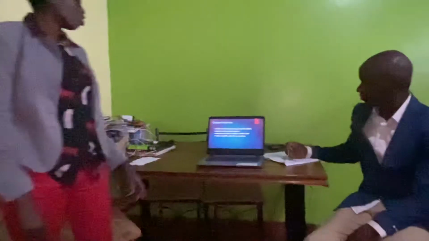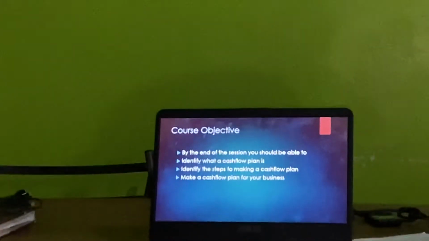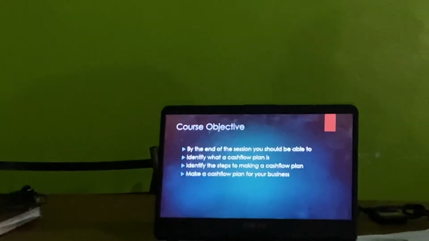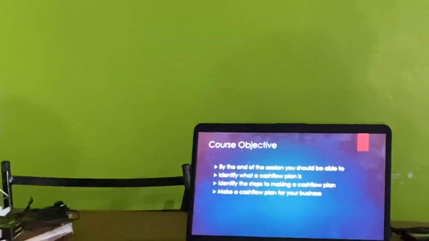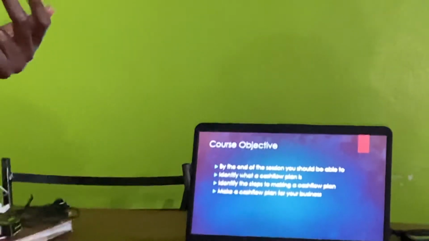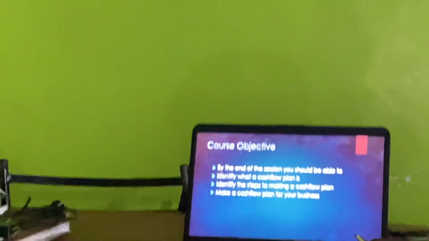So in this course, by the end of this session, you should be able to identify what a cash flow plan is. You should also know the 12 steps to making your own cash flow plan. And you're also going to be required to make your own cash flow plan, all right? So what is a cash flow plan?